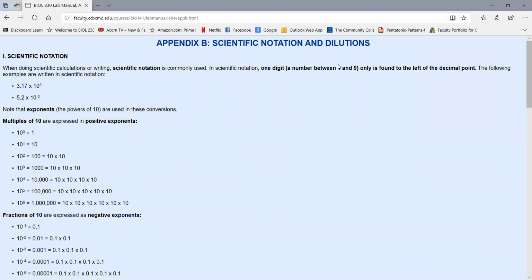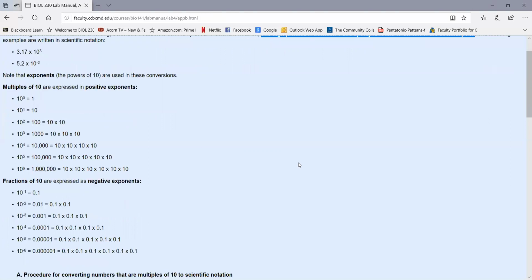Now, the first part of Appendix B just deals with scientific notation. It reviews how to write numbers in scientific notation if you wish to use them on your quiz, or if you want to review how to do that, or if you want to learn how to do scientific notation. Remember, in scientific notation, there's only one digit, a number between 1 and 9, to the left of the decimal point, and the rest of the number is expressed as an exponent. I'm not going to go through that here because that was one of your prerequisites coming in. But again, if you're really uncomfortable with scientific notation, you can do the problems longhand.